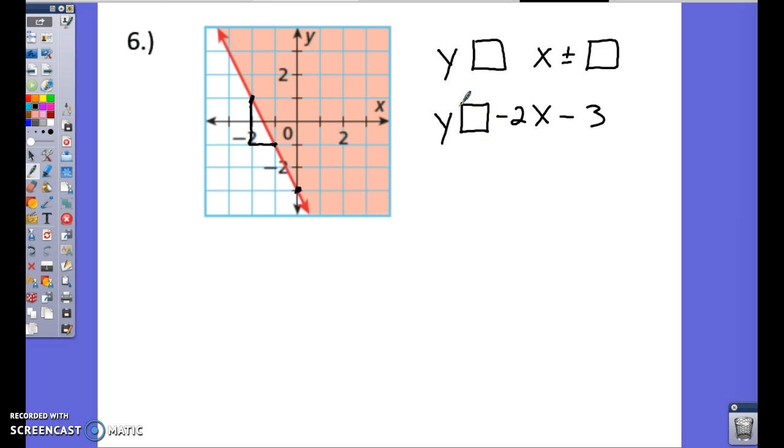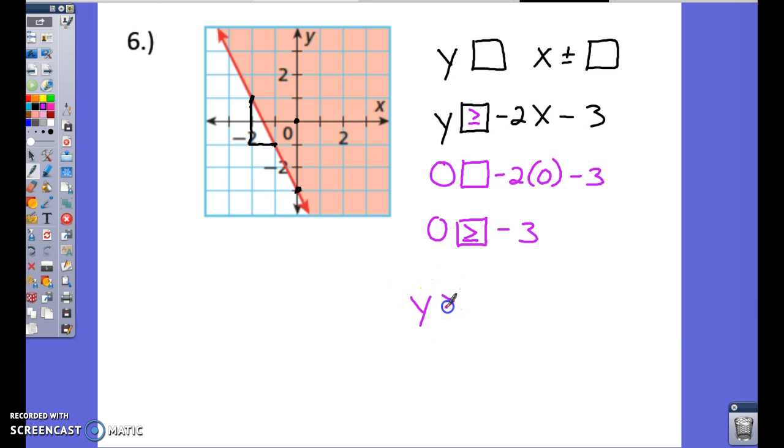Once again, I simply need to figure out what to put in as far as my inequality sign. So I'll use 0, 0. And 0 is greater than -3, at least the last time I checked. So that's the sign we're going to go with. But keep in mind it is a solid line, so it's going to be an equal sign underneath there. So that's essentially our answer, but I'll write a nice clean version of it. We have y is greater than or equal to -2x minus 3. And there's the answer for that.